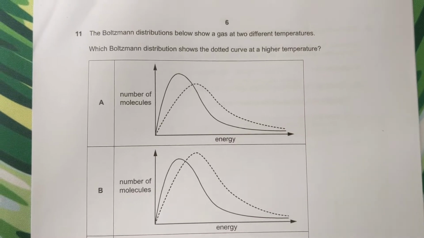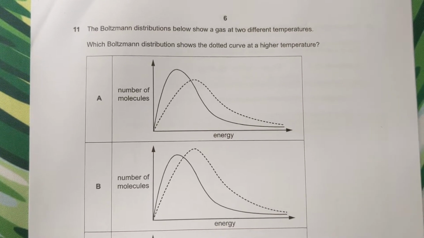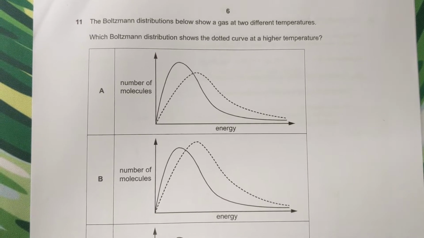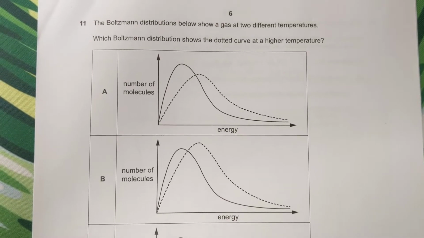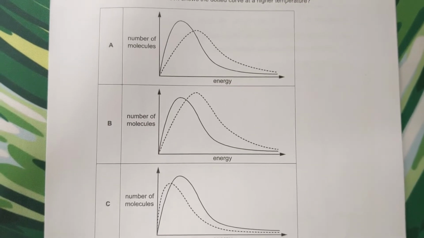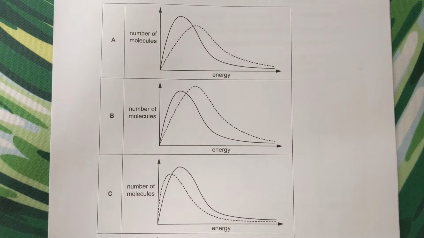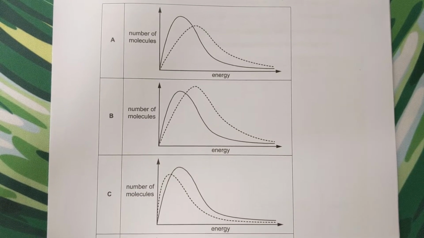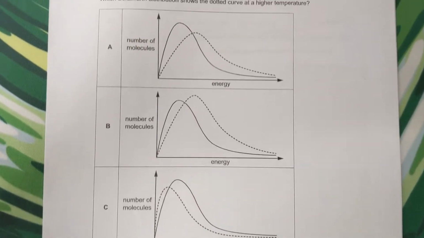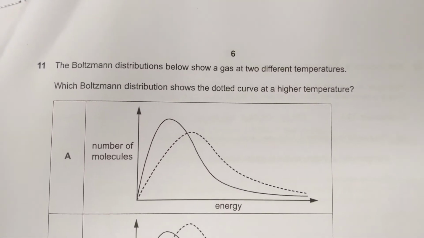The first question, Boltzmann distributions show a gas at two different temperatures. Which Boltzmann shows the dotted curve at a higher temperature? A Boltzmann distribution shows the spread of kinetic energies of gases, and when we increase the temperature, the curve shifts to the right and flattens. So if we look at all the choices, it has to be A.